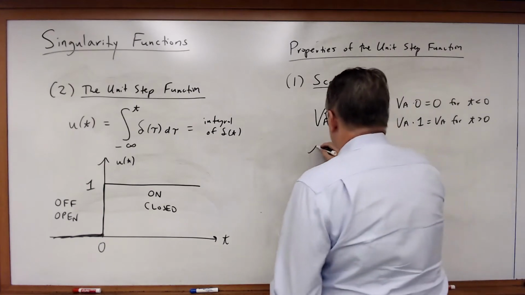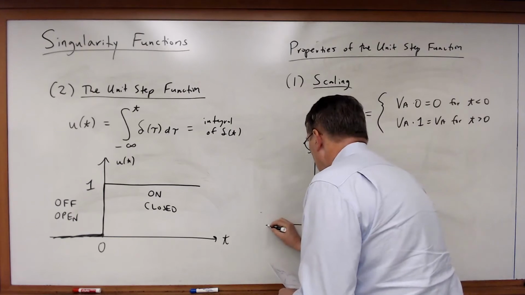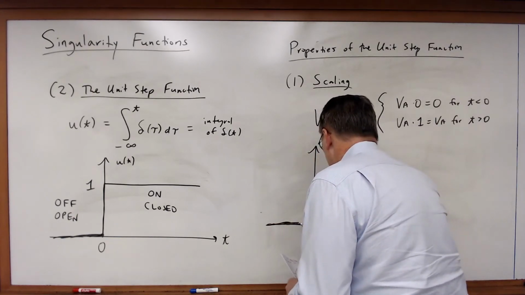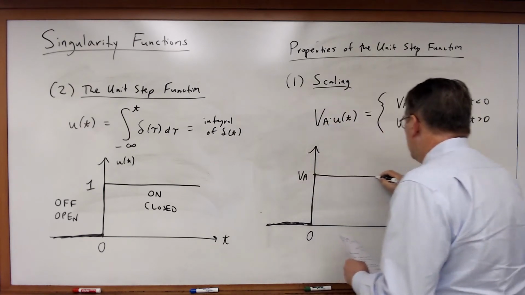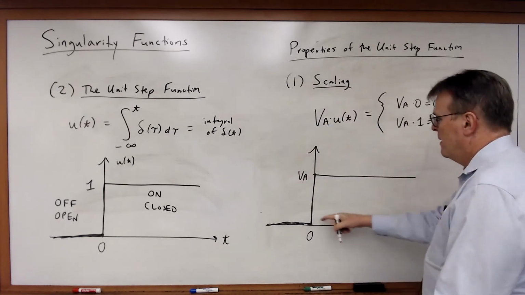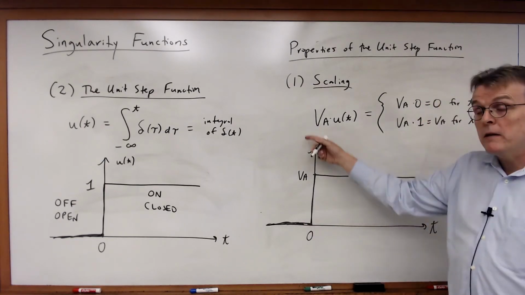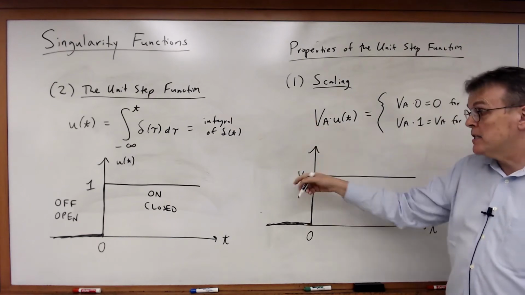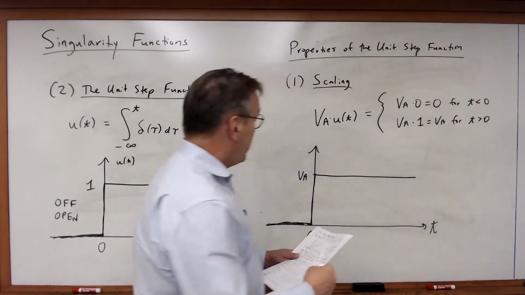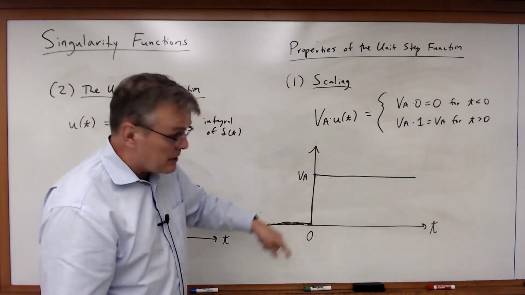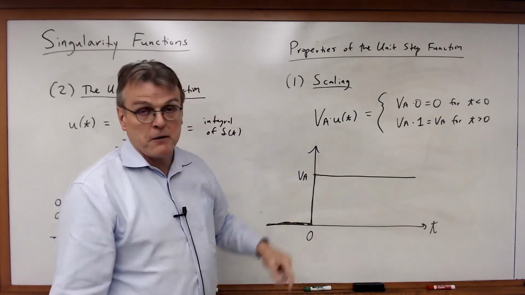So what I'll get is something like this. So I scale the output by some value VA. And VA, I mean, this could represent a voltage or some other quantity, and it can be a positive or a negative value. All right? Now notice I still have the discontinuity here at time t equals 0. But before and after, here's where you see the scaling event for t greater than 0.